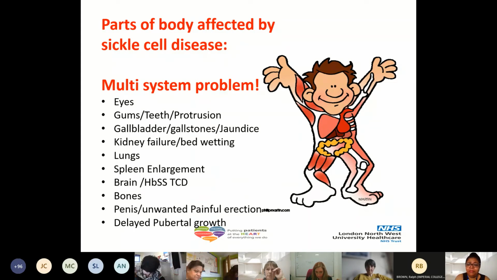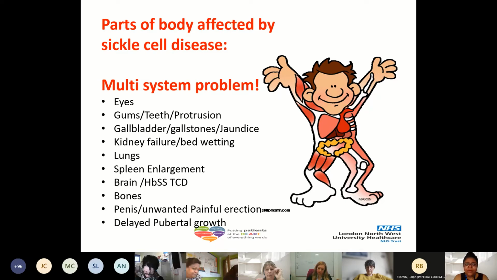Okay, so gums can be affected by sickling as well. It can affect the teeth, and the teeth might protrude if they're not growing normally because of the sickling going on in the gums. Things like this need to be reported if they're getting pain in the mouth when they come to clinic, and even before, let their GP know. All these unusual things to do with pain need to be reported, so the doctors can then deal with the problem.